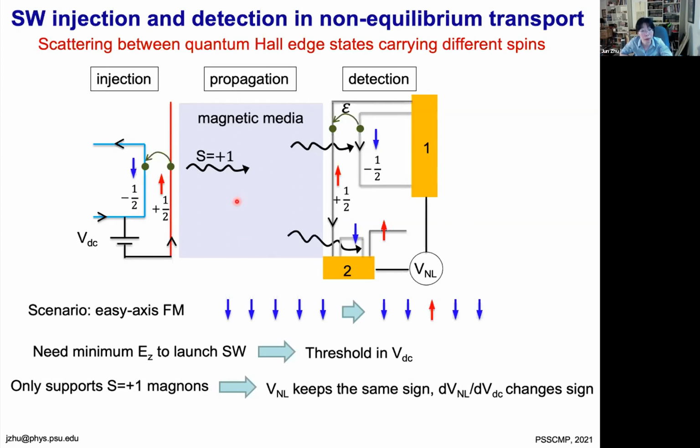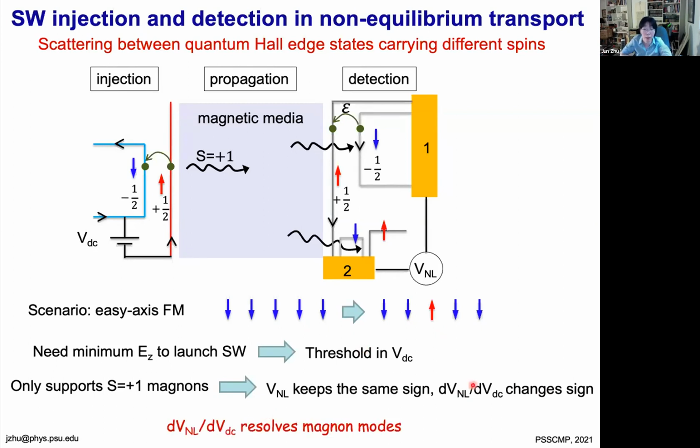If you put this magnetic medium in a state of an easy-axis ferromagnet, for example with all down spins, it only supports S equals plus, because you couldn't go down further. That means the non-local voltage that we are measuring on the other side has the same sign no matter how the magnons are launched. And that also means the differential signal would change sign. That's a hallmark of a gapped magnon spectrum.